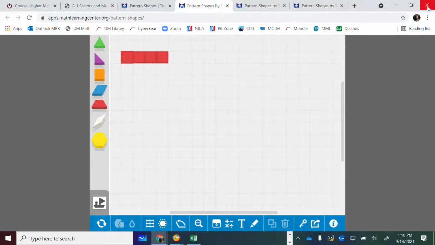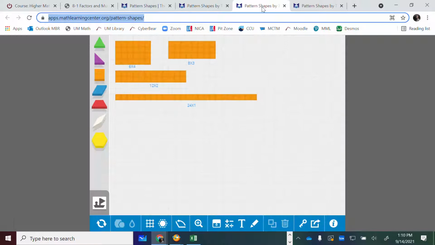Okay, so hopefully you've paused and had some time to think about that and you have an answer. I have my answer here on the next slide, and this is what I got. When I sat down to do it, I found that you could arrange them in a 6x4 rectangle, or an 8x3 rectangle, a 12x2 rectangle, or the one that often gets overlooked, the 24x1 rectangle.